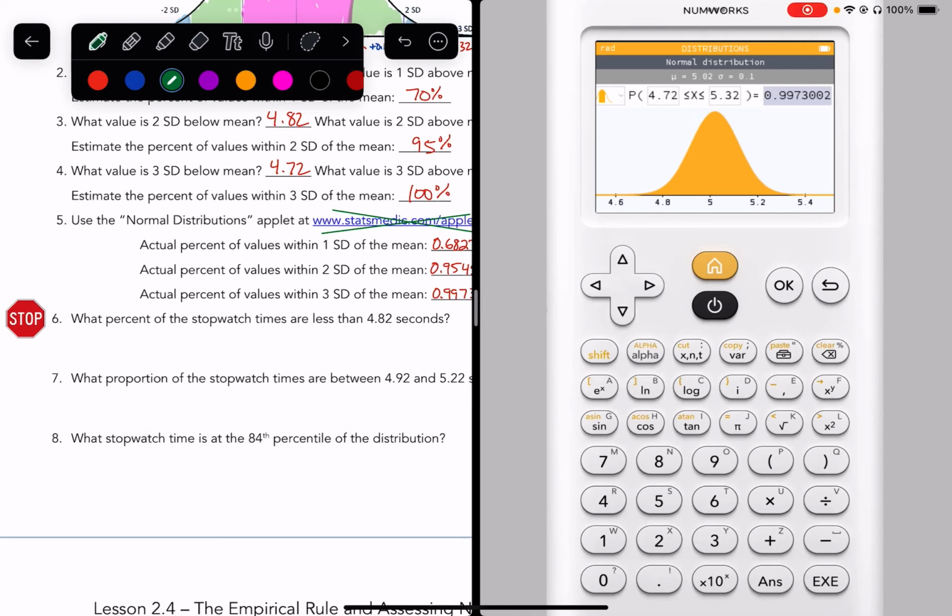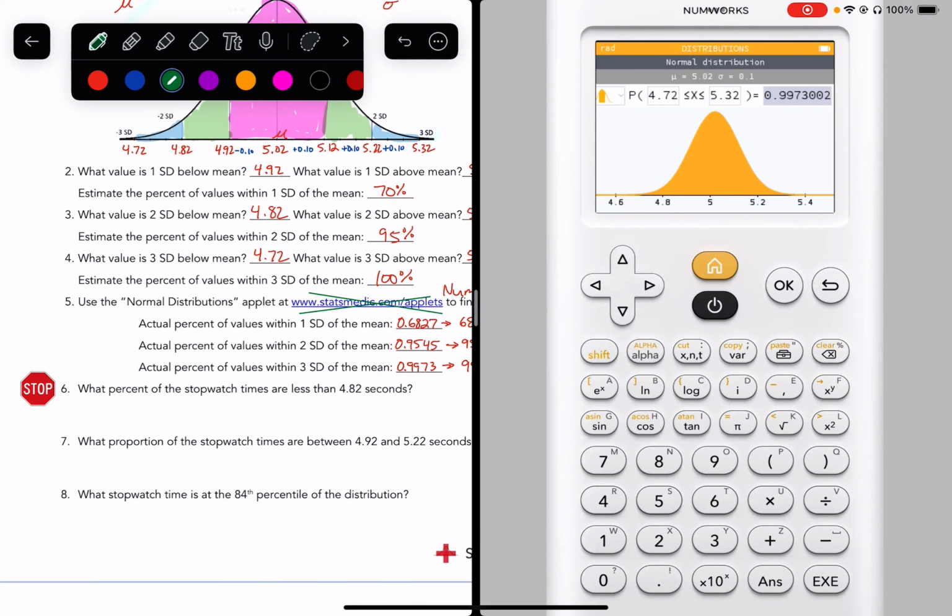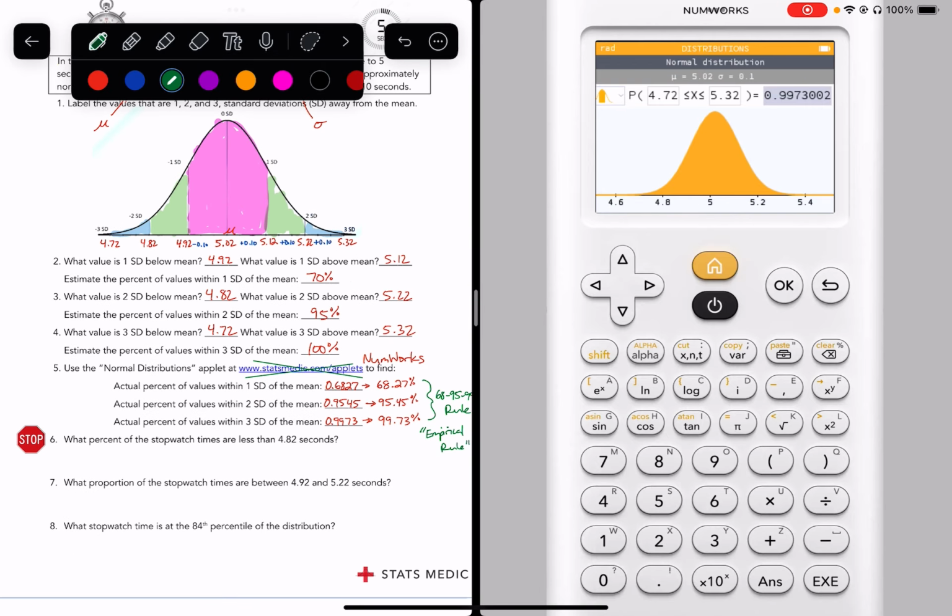Now, for questions 6, 7, and 8, I'm going to show you these three without using the calculator, so we can try to logic our way through them a little bit, and then I will show you how to actually use the calculator to get the exact amount it would be looking for here. Okay, so don't go too far ahead, because I want you to think about what we're looking at here.